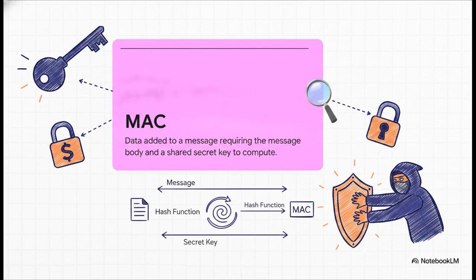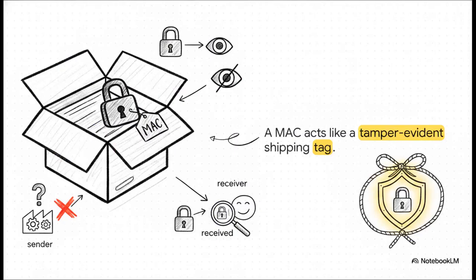Of course, this introduces a new challenge: key management. If that shared secret key is ever leaked or compromised, your entire authentication system falls apart immediately. You can think of the MAC as acting exactly like a tamper-evident shipping tag appended to your message content. The sender generates the message, securely computes the MAC using the secret key, and attaches it as a tag.